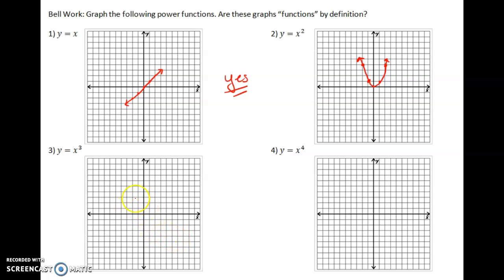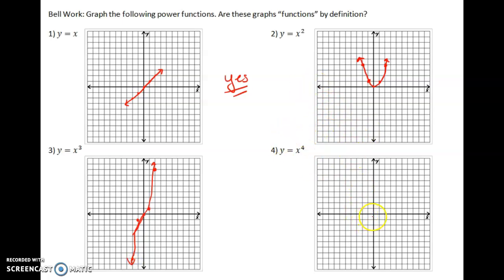Questions 3 and 4 we haven't talked about as much, but you should feel comfortable with knowing this goes through 0, 0, positive 1, positive 1, and this would go through positive 2, positive 8. If I plug in negative 1, it would be negative 1, and negative 2, I believe that's negative 8. And a cubic function is that one, that looks kind of like, I call it a snake.